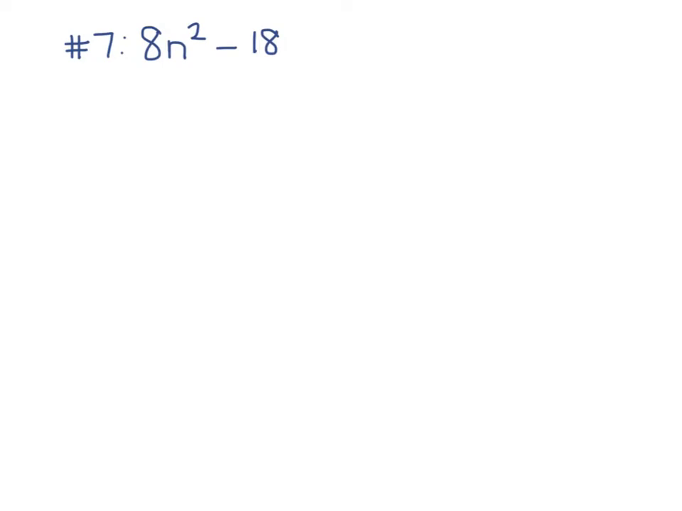Next up, let's look at number 7. Number 7 says 8n squared minus 18. Just like before, I'm going to pull out the GCF. 8 and 18, the only thing they have in common is a 2. And so that will leave me with 4n squared and minus 9.